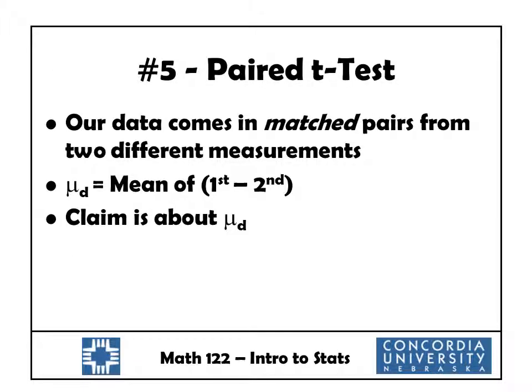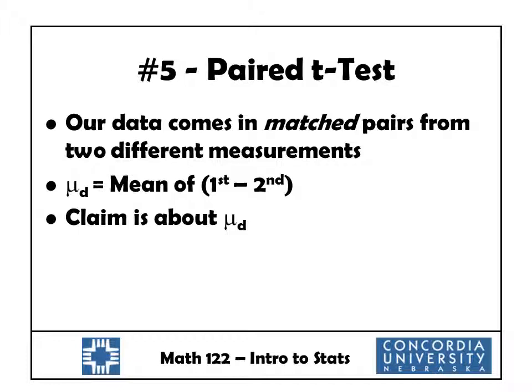Number 5 is the paired t-test. And with paired t-tests, we are to some extent comparing 2 populations, but the difference here is that our data are not independent. Our data come in matched pairs from 2 different measurements. Our parameter here is called mu sub d. The subscript d means that it's a difference. Mu is the mean. Specifically, mu sub d is the mean of the first measurement minus the second measurement. And then the claim is about mu sub d. Maybe it's that mu sub d equals 0 or is greater than 0 or less than 0 or something to that extent.